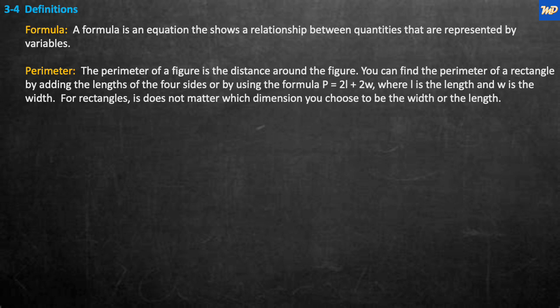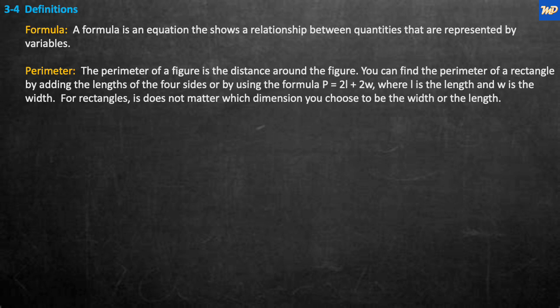Okay, so before we get started, there's a couple of definitions we can go over here. A formula. A formula is an equation that shows a relationship between two quantities that are represented by variables. A perimeter. The perimeter of a figure is the distance around the figure.